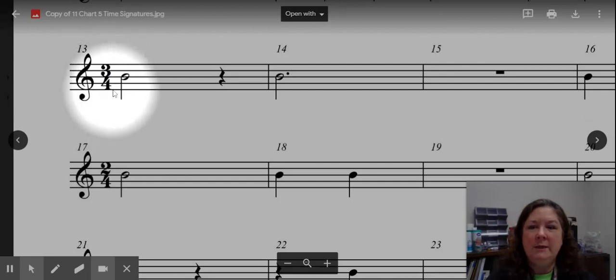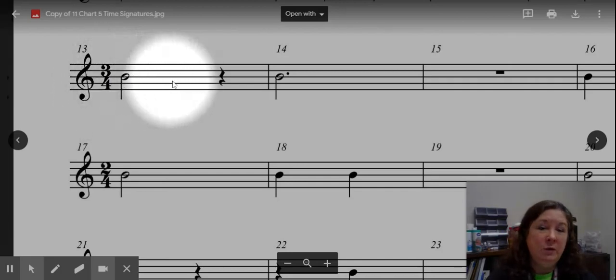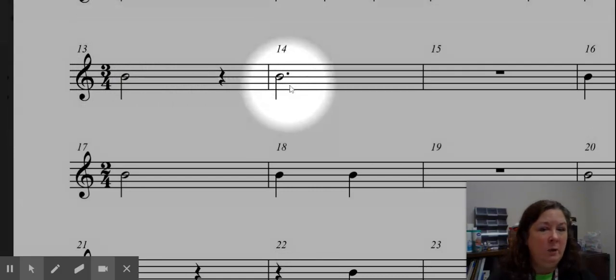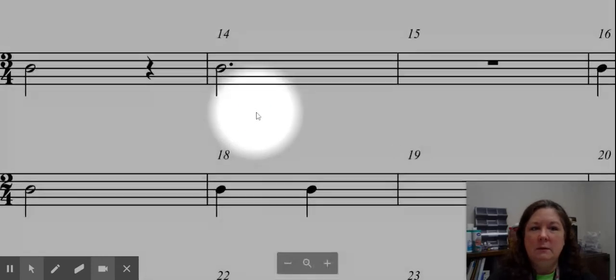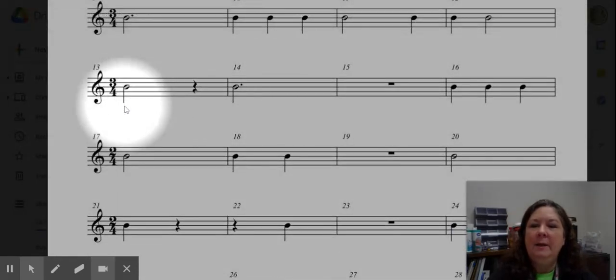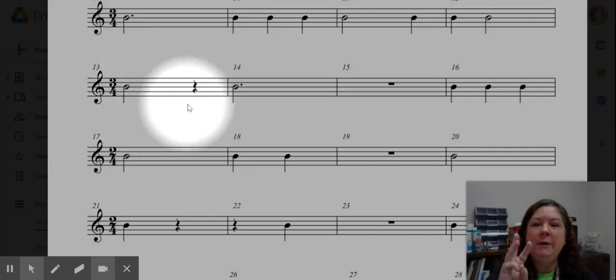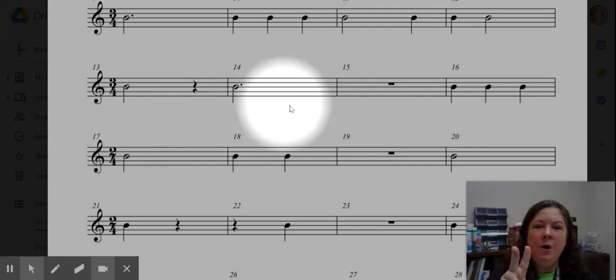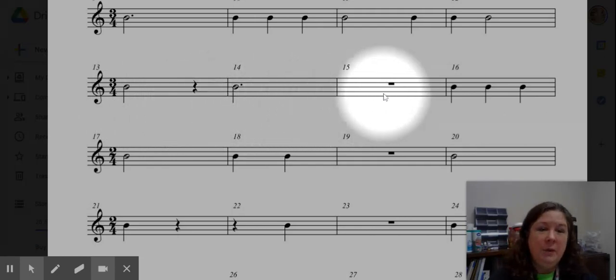And the quarter note is getting 1 beat, and we know that by the 4 on the bottom. So what we're going to do is count to 3 in every measure, and when we cross the bar line, we're going to start over again with count 1. So we will never say 4 when we are counting in 3. All right, let's begin. Down, up, ready, and count. 1, 1, stop.